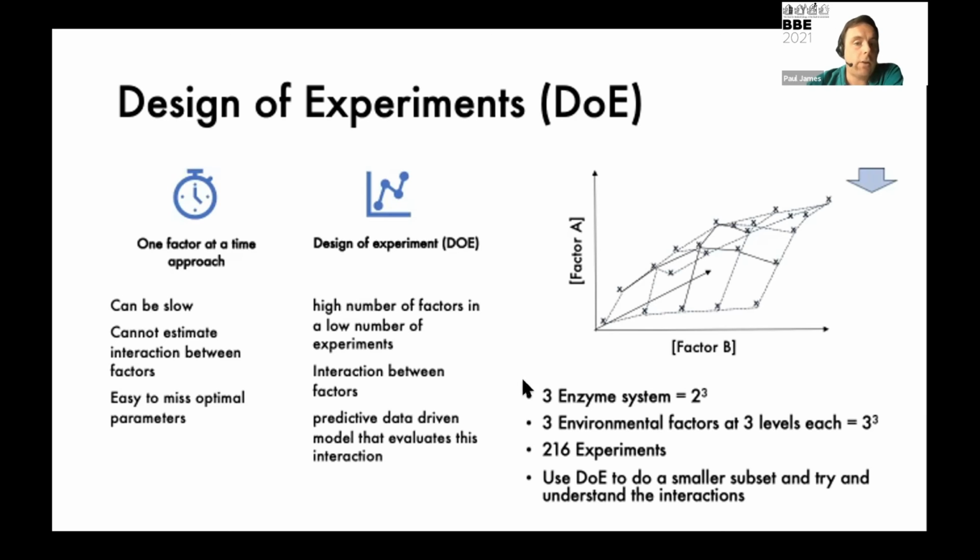We're also trying to use this a lot more now for bioprocess optimization. So things where we're looking at not only the enzymes involved, but environmental factors. You can see that we can quite easily get up to a huge number of experiments very quickly. So what DOE allows us to do is hopefully use a smaller subset and understand the interactions, so we can hit these optima a lot quicker.